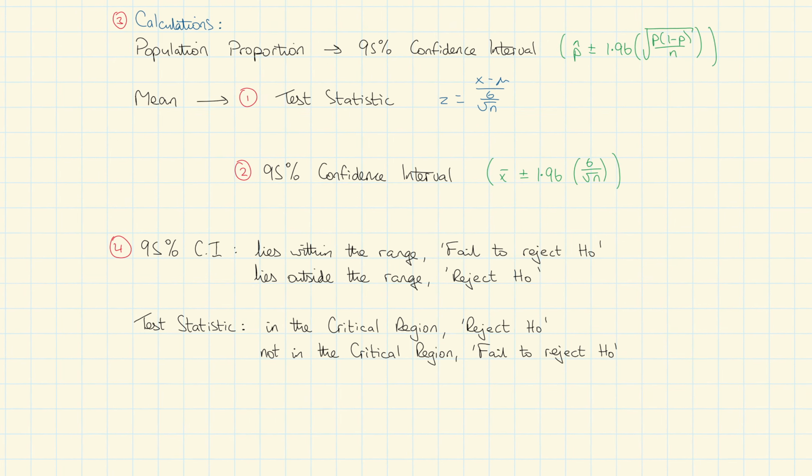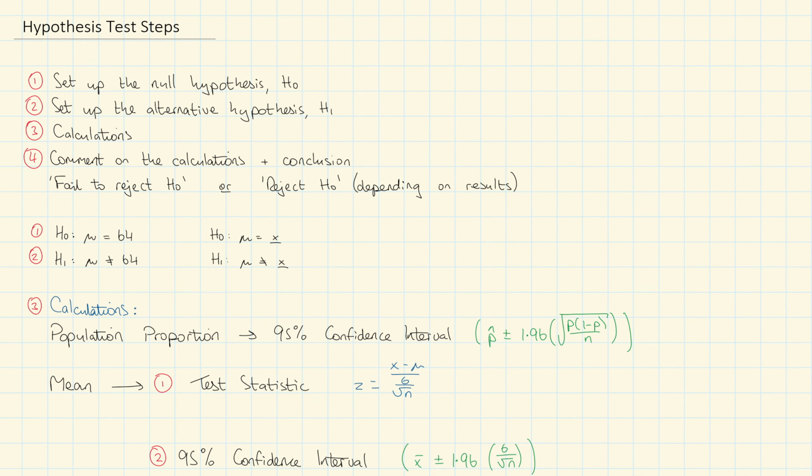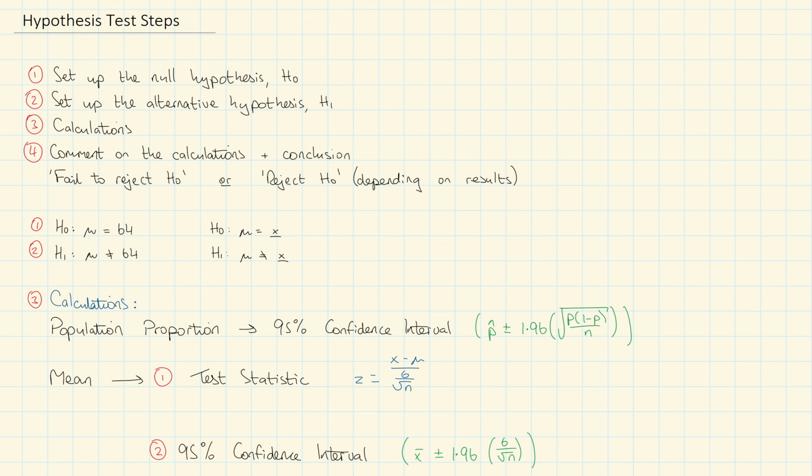Okay, so that's our steps for hypothesis testing. Same set of steps every time, just as to which calculation we carry out depends on the information given. Now, if the question mentions test statistic, you have to take that approach. And then on the other hand, if they mention 95% confidence interval, you have to take that approach for the mean. But if they don't specify, our first choice will be test statistic, and then the backup option will be 95% confidence interval. Okay, so that's a summary of your steps for a hypothesis test.